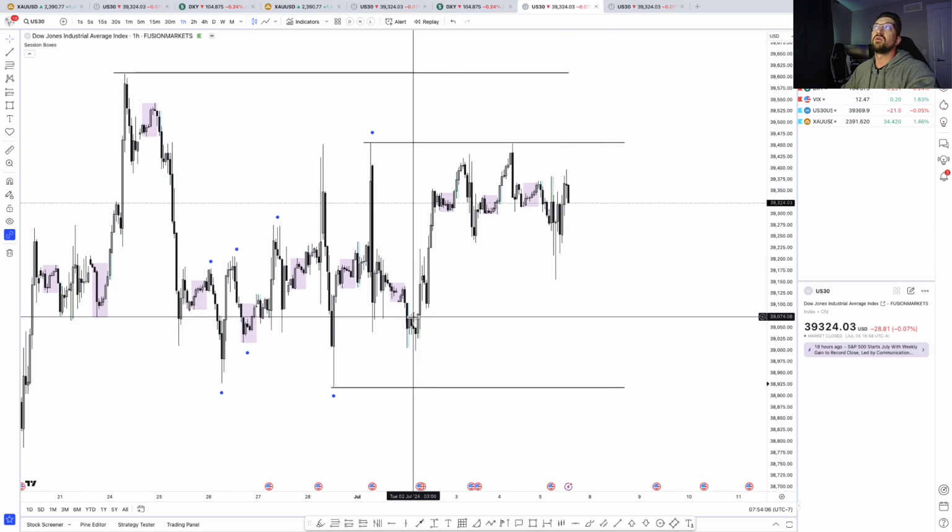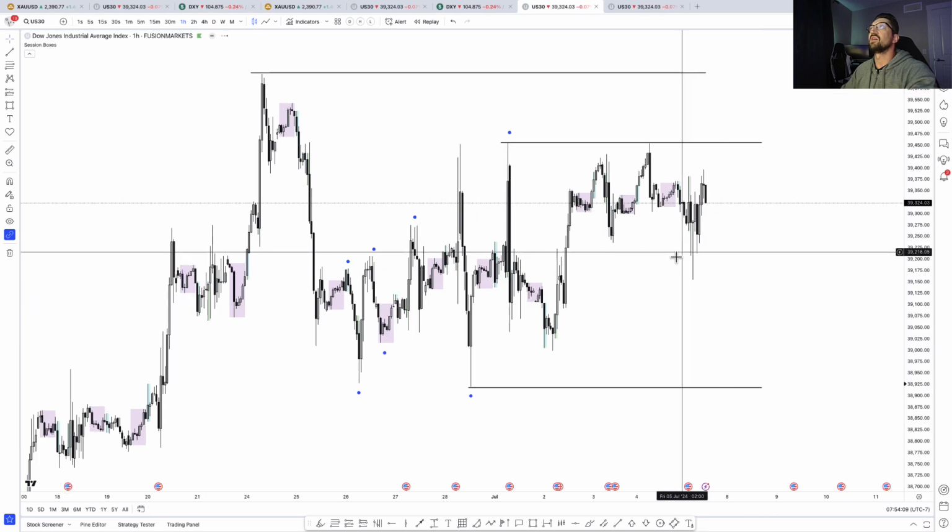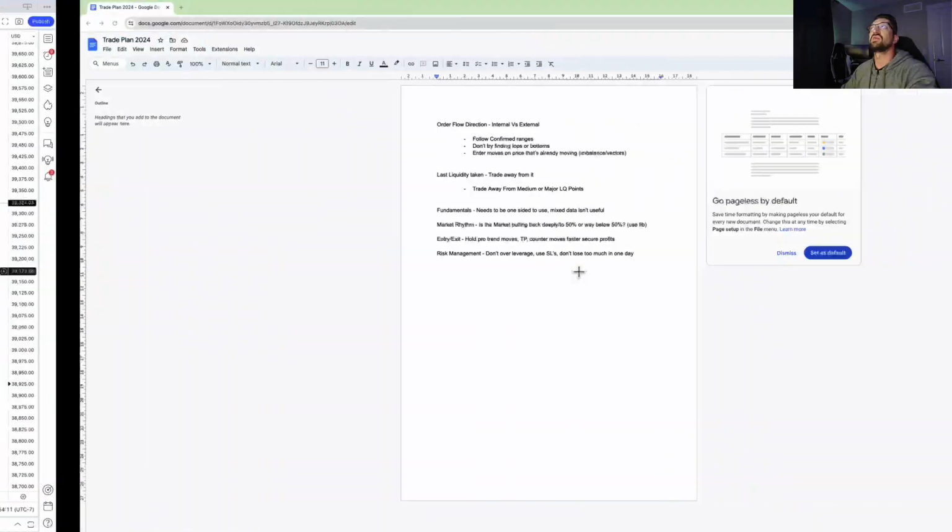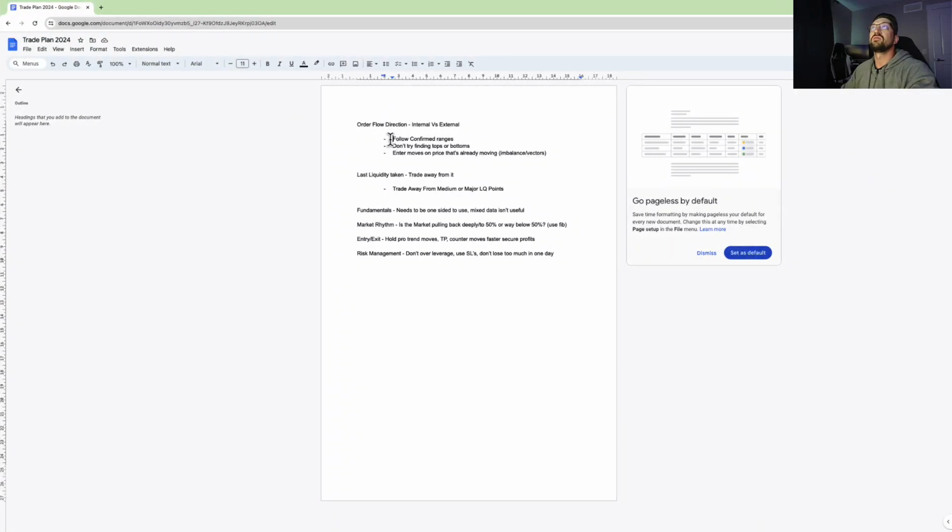So now, if we go back to our trade plan, what does our model say? Follow confirmed ranges. I would say that's bullish for me. Don't try finding tops and bottoms. Very simple. I'll show you how to do that in a sec. Enter price that's already moving. So these 2 points kind of go together.